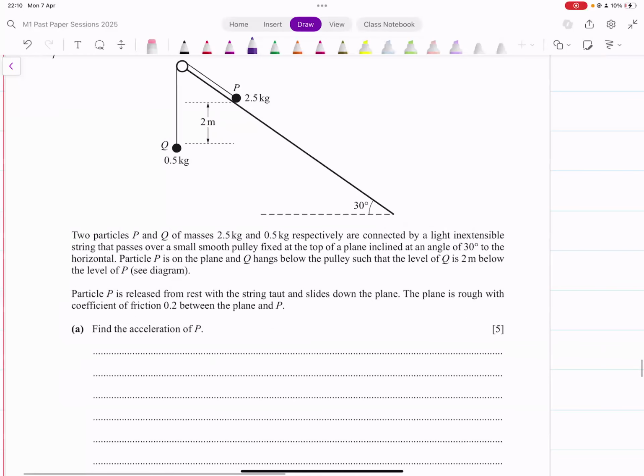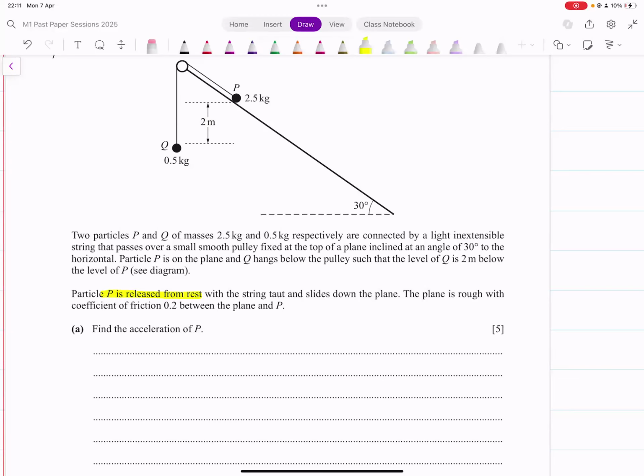Two particles, P and Q, of masses 2.5 kilograms and 0.5 kilograms respectively, are connected by a light inextensible string that passes over a small, smooth pulley fixed at the top of a plane inclined at 30 degrees to the horizontal. You can see all of that information in the diagram. P is on the plane and Q hangs below the pulley, so that the level of Q is 2 meters above the level of P. You can see that in the diagram. P is released from rest. Okay, so that's the new information that's not given in the diagram.